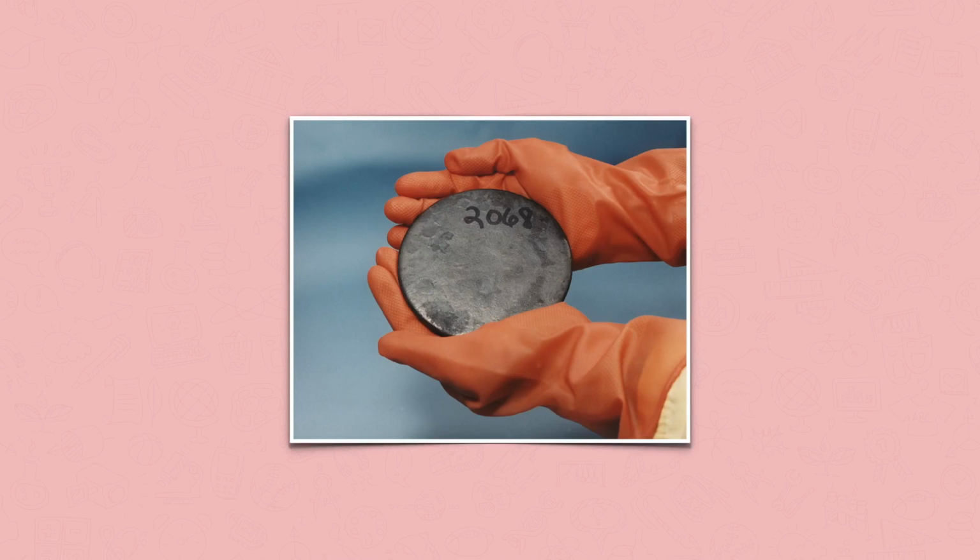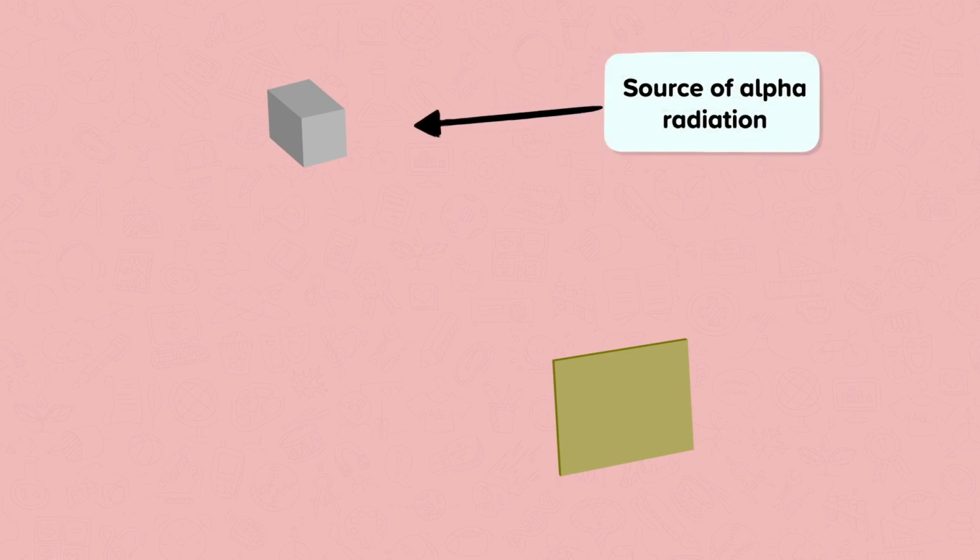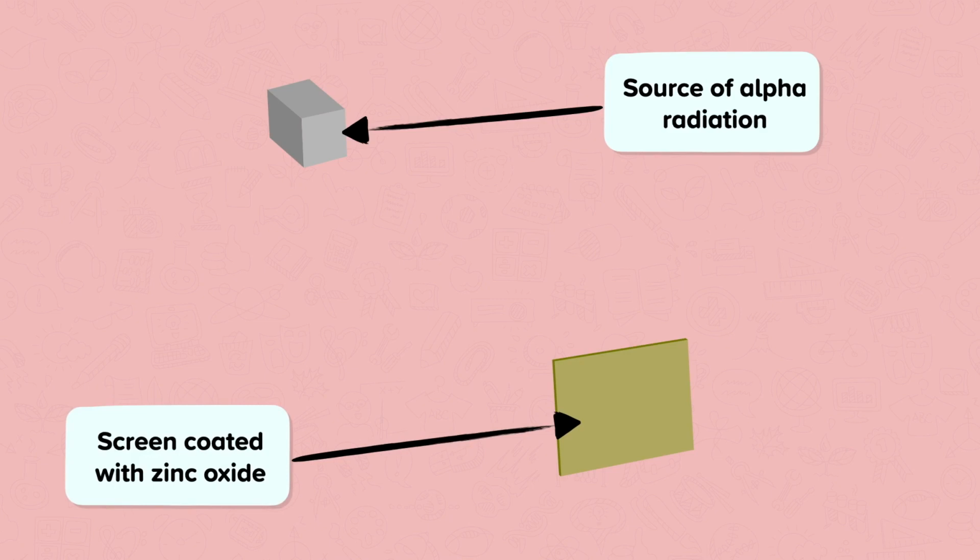Rutherford was fascinated by radioactivity and he wanted to know everything he could about it. So with Marsden and Geiger, he came up with a series of experiments that would help him understand radioactivity better. The experiment was set up as shown. So we had a source of alpha radiation. So alpha radiation is a type of positively charged particle. And we had a zinc oxide screen. So this would fluoresce when radioactivity hit it.